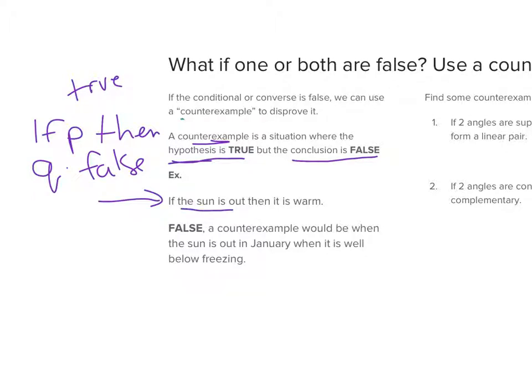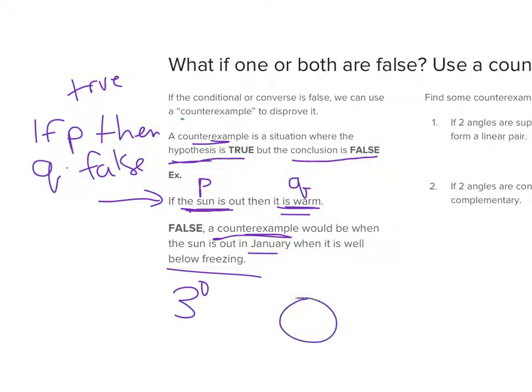So if I look at this example, if the sun is out, then it is warm. My hypothesis is P and my conclusion is Q, and those are just letters representing that. The sun is out, then it is warm. Well, a counterexample would be, pick a day in January when the sun is out, but it is like 3 degrees outside and it is really, really cold.